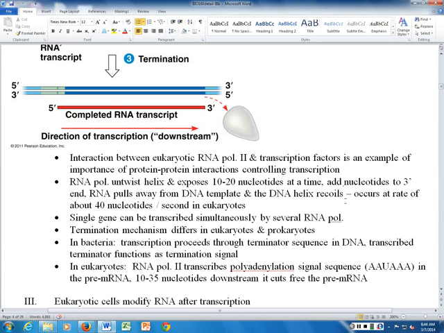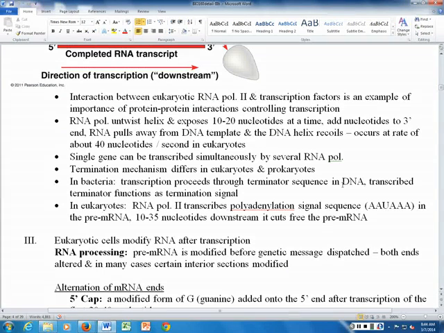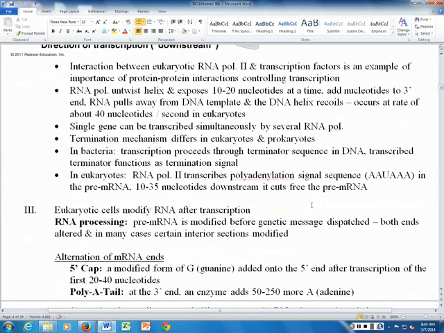So in bacteria, the transcription has to proceed through a terminator sequence in the DNA, and that's going to function as the termination signal. In eukaryotes, the RNA polymerase is going to transcribe this polyadenylation sequence to make the pre-mRNA. And it does that about 10 to 35 nucleotides downstream before it cuts it off. So at the end, you have this polyadenylation sequence.